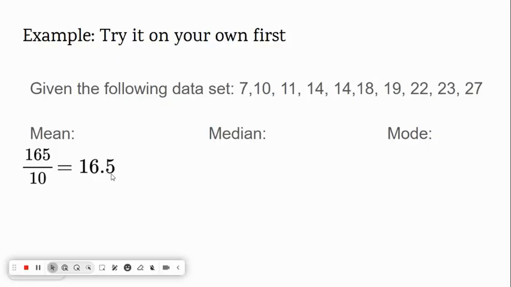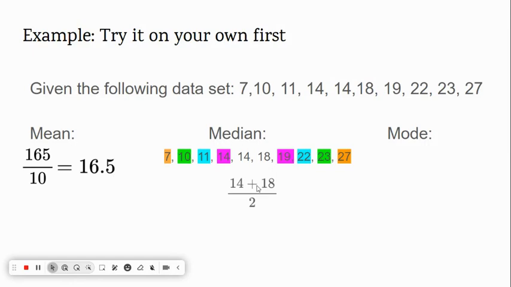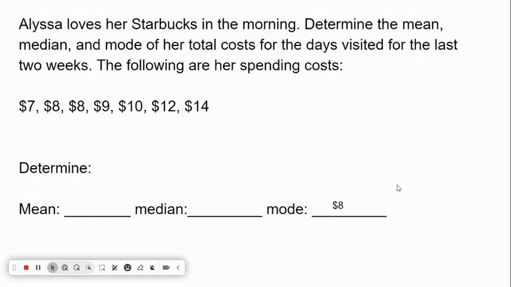65 divided by 10 equals 16.5. 2 numbers in the middle, we add together and divide by 2, and then 14 appeared the most frequently.